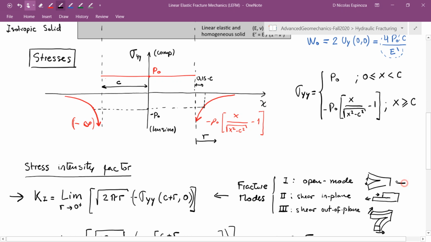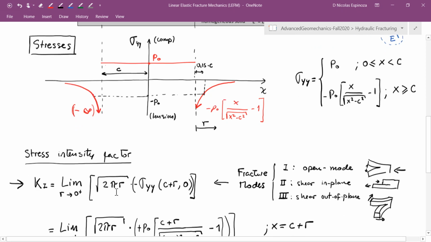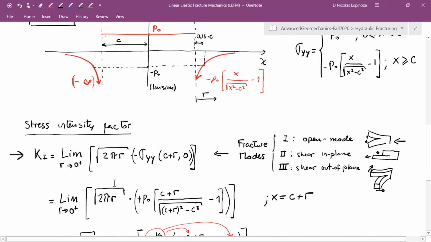What we're going to talk now is about the open mode, K1 or Ki. So I was telling you, in order to arrive to this stress intensity factor, I'm going to use a few mathematical tricks in order to calculate that limit. First of all, I'm going to replace here the equation of sigma yy for what I have over there. And I'm going to also replace a variable x by what x is in terms of the fracture half length and the variable r. Remember that the fracture half length is this. So x is actually equal to c plus r.